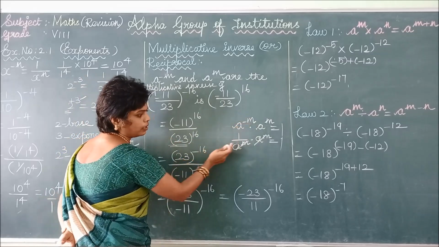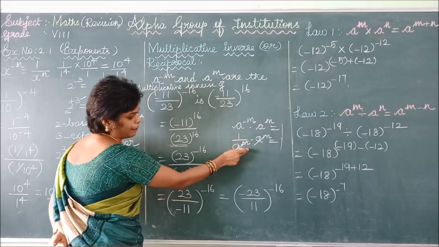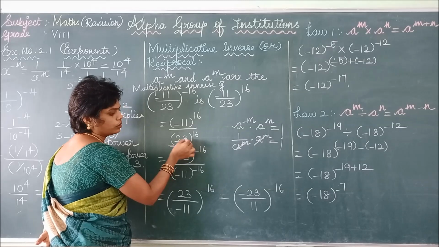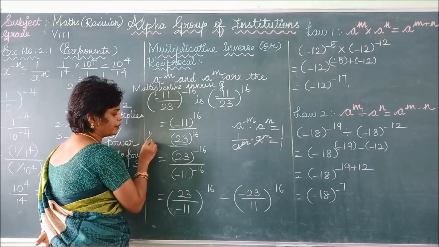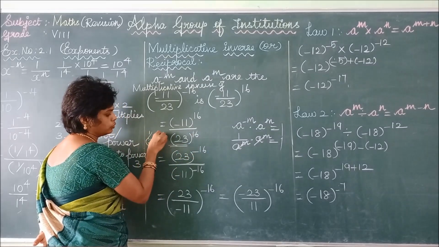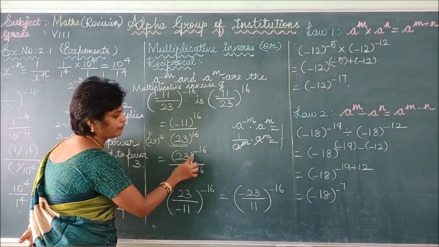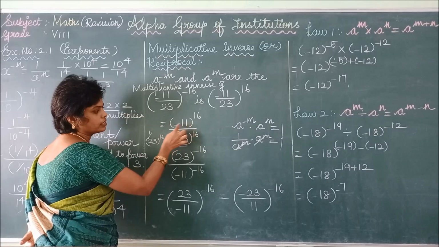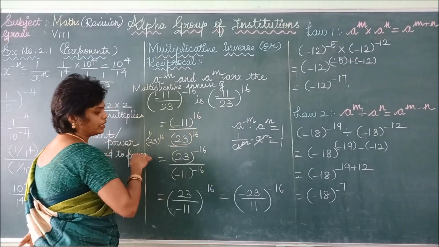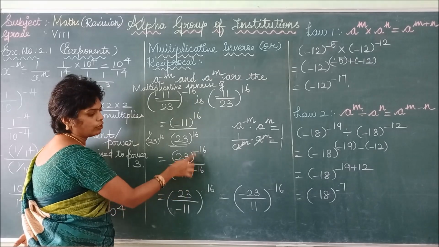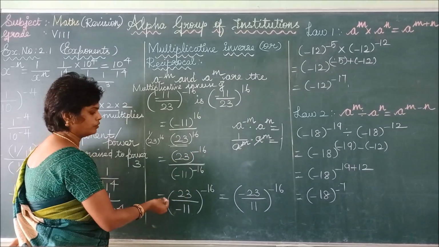If you want to change to the negative, use this statement only: a power minus m is 1 divided by a power m. That means it is the reverse order. So 22 to the power 1 divided by 23 to the power 16 can be rewritten as 23 power minus 16. Likewise, minus 11 power 16 can be rewritten as 1 divided by 11 power 16. So for negative values, you have to write the negative values of that.